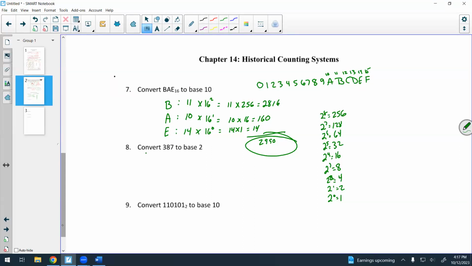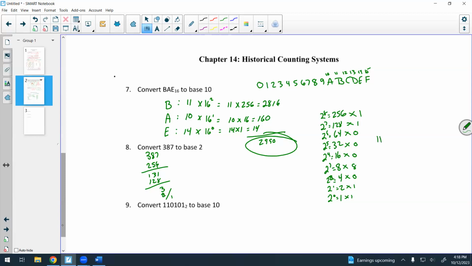So start out with 387. Well, I believe 256 will go into that once, leaving me with 131. And 128 will go into that once, leaving me with 3. Well, 64 won't go in that. Neither will 32, or 16, or 8, or 4. But 2 does once, and then 1 does once.